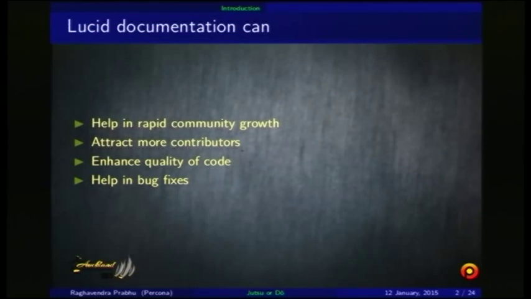Anyway, so what's the function of good documentation? Basically, it means rapid community growth. It helps in bug fixes. It avoids trivial bug reports. Good documentation functions like this, and based on that, projects grew with more and more contributors, projects like Docker or Google, for example.